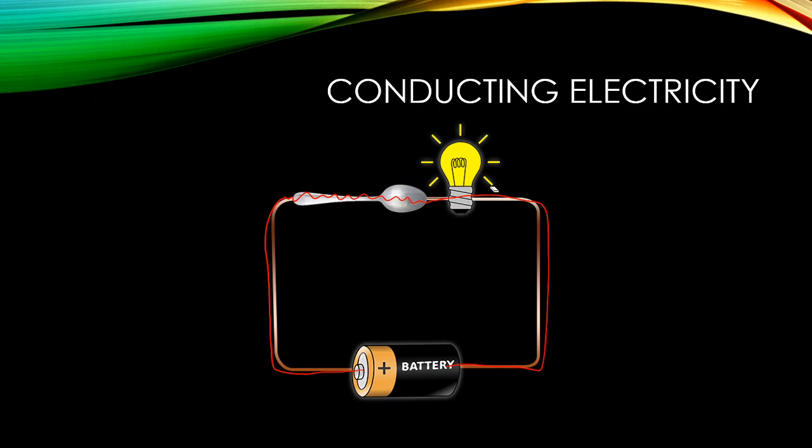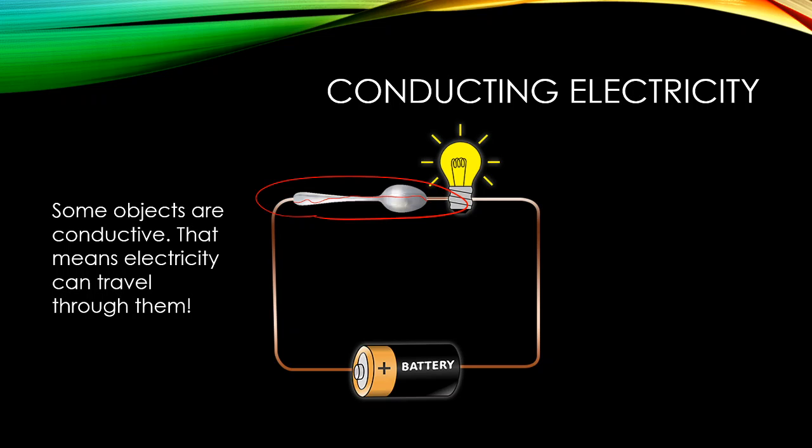You'll see the light bulb lit up because this spoon is an object that is conductive, and electricity can travel through it to complete the circle. If you want something to write down in your notes, some objects are conductive, like this spoon. That means electricity can travel through them.